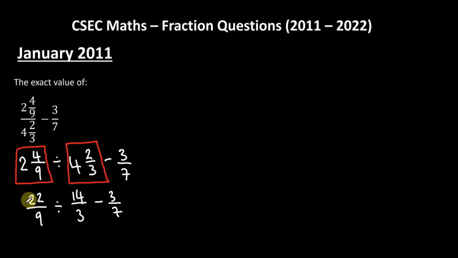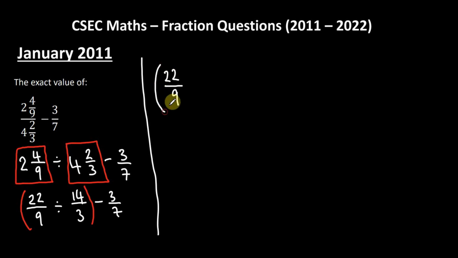Next up, we're going to observe the order of operations here. And according to the order of operations, we must divide before we can subtract. So we're going to focus on this section first, and I'm going to continue on this side. So I have 22 divided by 9 here, and we'll have this in brackets.